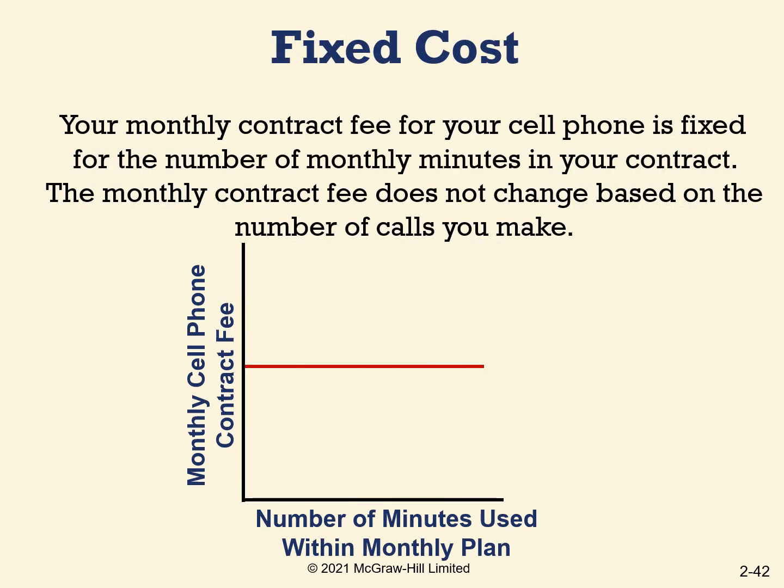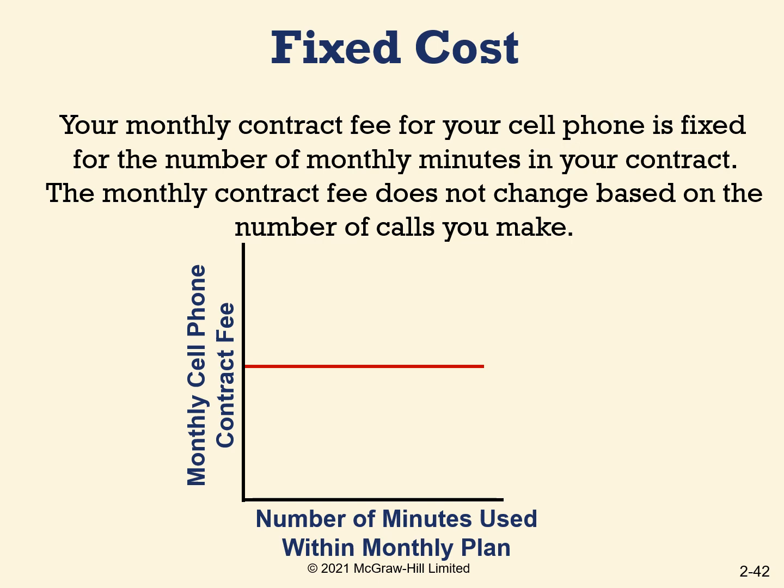So then on the other side of variable costs, we have fixed costs. So a fixed cost stays the same. It stays constant with activity. It won't change based on how much activity you have. So for example, in this case with our cell phone, we've updated to the year 2023, and your monthly contract fee for your cell phone is fixed for the number of monthly minutes in your contract. So the monthly contract fee does not change based on the number of calls you make.